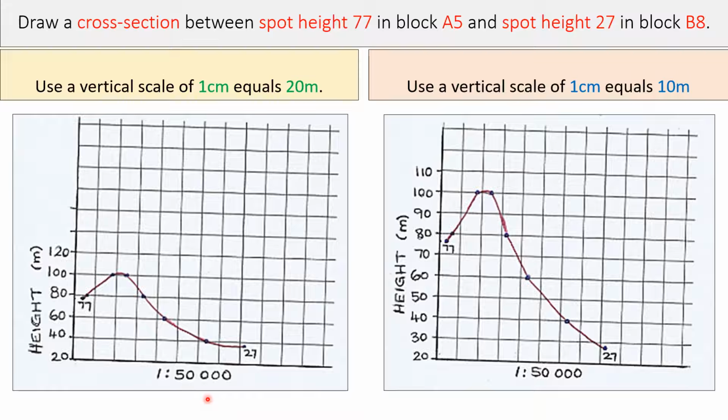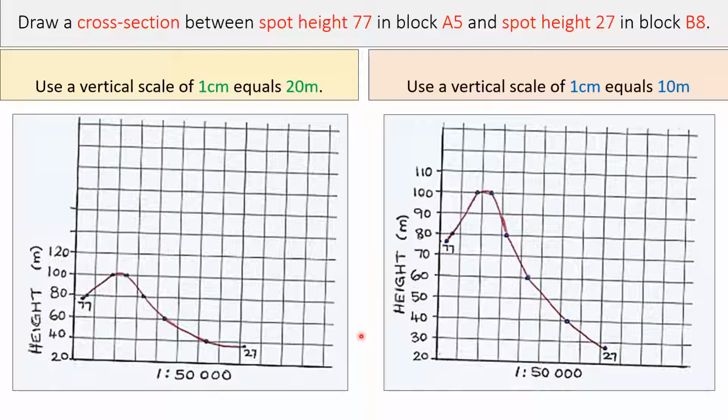In the first instance, again, a vertical scale of 1 centimeter equals 20 meters was used, and in the second cross section, a vertical scale of 1 centimeter equals 10 meters was used. If you have a look at the scales, you would see that the shape and the outline look similar. However, in the first cross section, the slopes appear to be much gentler and the landscape tends to be much flatter than in the instance of the second cross section.